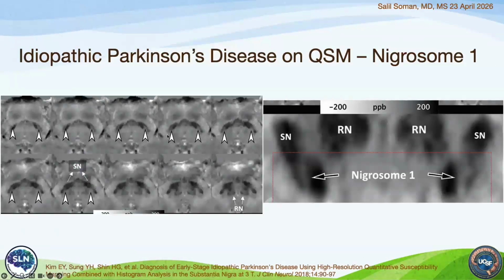Similarly, if you were looking for structural things, this nigrosome 1, if any of you have heard of the swallowtail sign, from the papers that I've read, you really need to get like 0.65 millimeter isotropic data, which is super hard to get clinically. But the bottom line is that there's this structure called the nigrosome 1 that goes away when you have Parkinson's disease, and the susceptibility values are reflected, right? So then it gets sort of washed out.